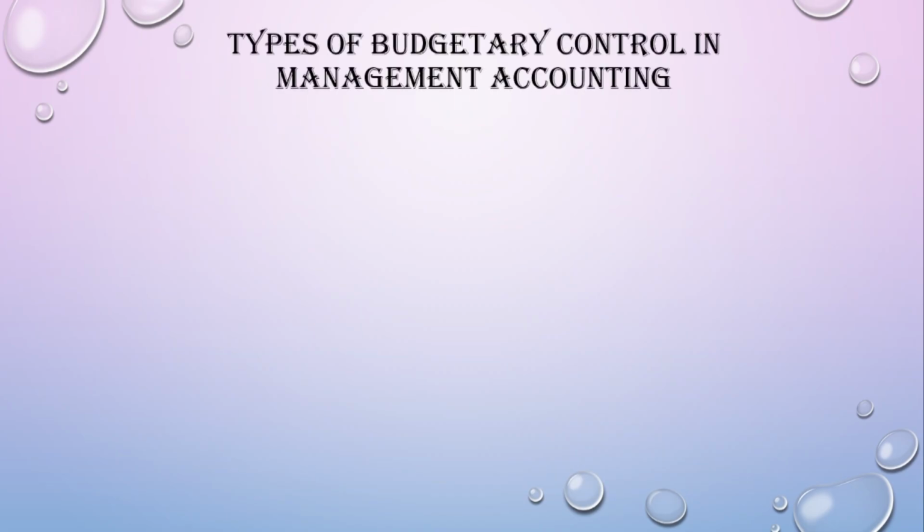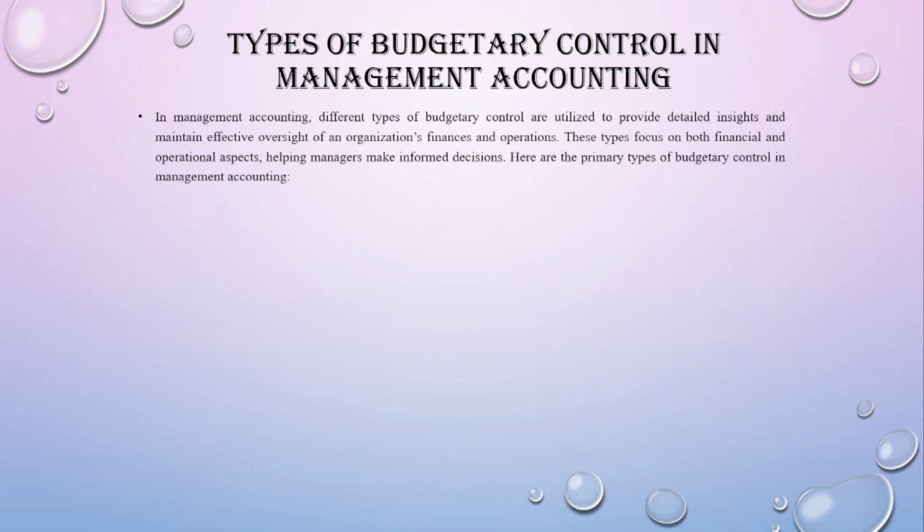Now I will discuss the types of budgetary control in management accounting. In respect of management accounting, what are the types of budgetary control? First of all, in management accounting, different types of budgetary control are utilized to provide detailed insights and maintain effective oversight of an organization's finances and operations. These types focus on both financial and operational aspects, helping managers make informed decisions. What are the primary types of budgetary control in management accounting?